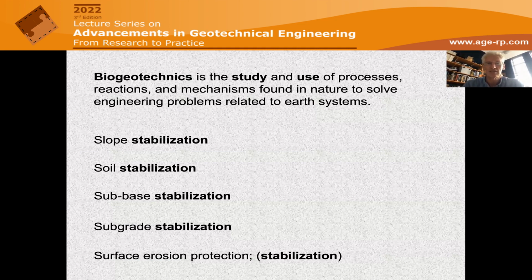After agreeing to give a talk on biogeotechnics, when I was then asked to give a topic, I thought I should go to Google and see a little bit more about what you're about, and Alejandro gave a great background there. And so this idea of studying and using processes, and the word that kept coming up was stabilization: slope, soil, subbase, subgrade, surface erosion protection.